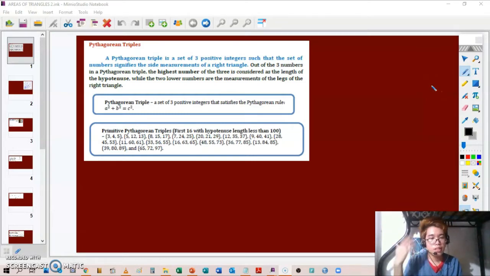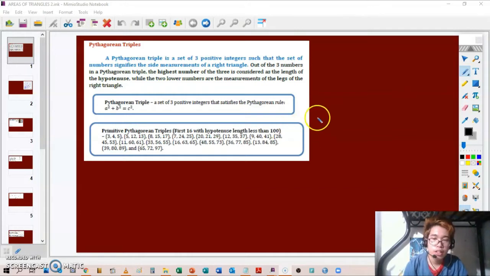Let's explore the concept of a Pythagorean triple. A Pythagorean triple is a set of three positive integers such that the set of numbers signifies the side measurements of a right triangle. It means there are three sets of numbers that are perfect whole numbers that satisfy the equation of the Pythagorean theorem.